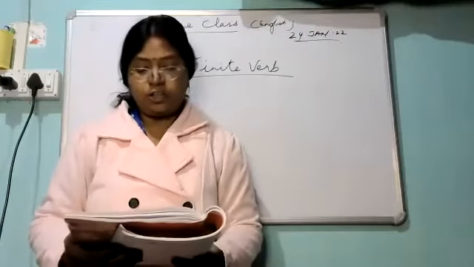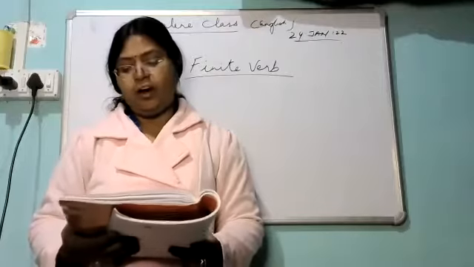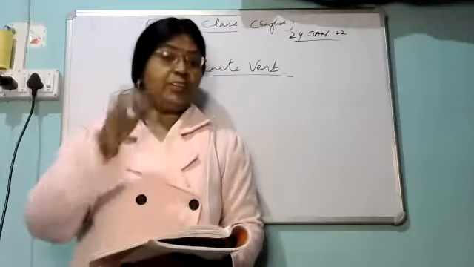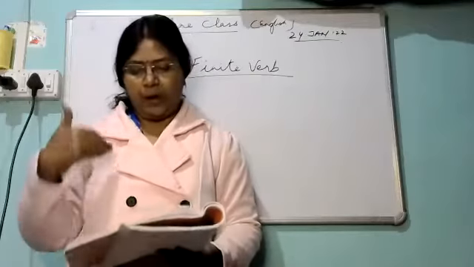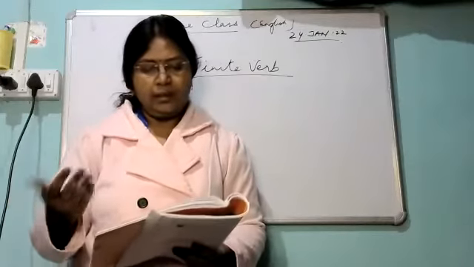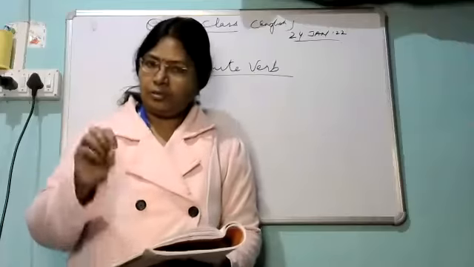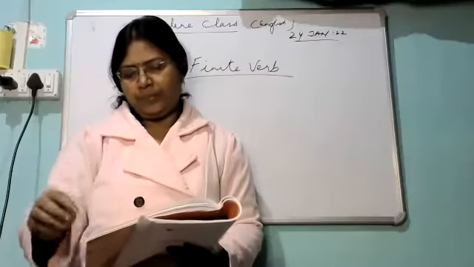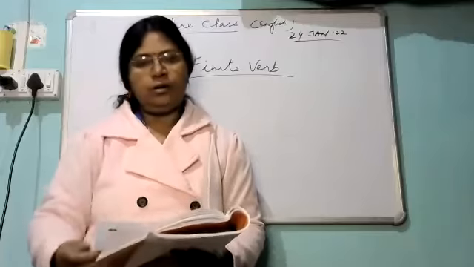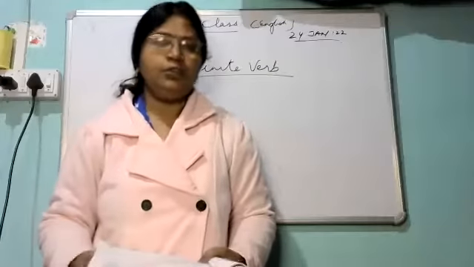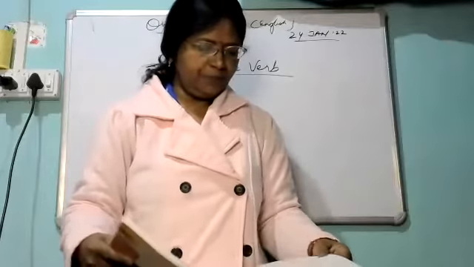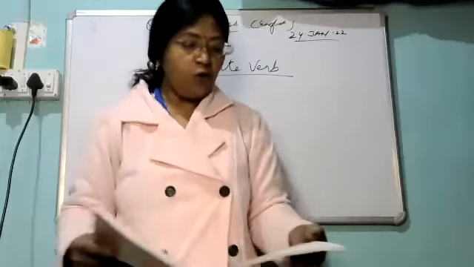None, a lot of, a great deal of, plenty of, most of. These are the words. If you talk about amount and quantity, you will use a singular verb. But when you talk about number, you will use plural verbs. Understood till here? Yes, ma'am. The same way now.